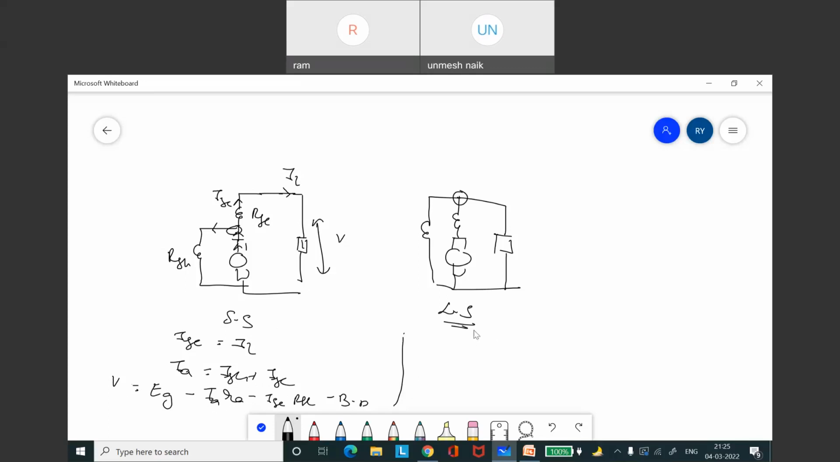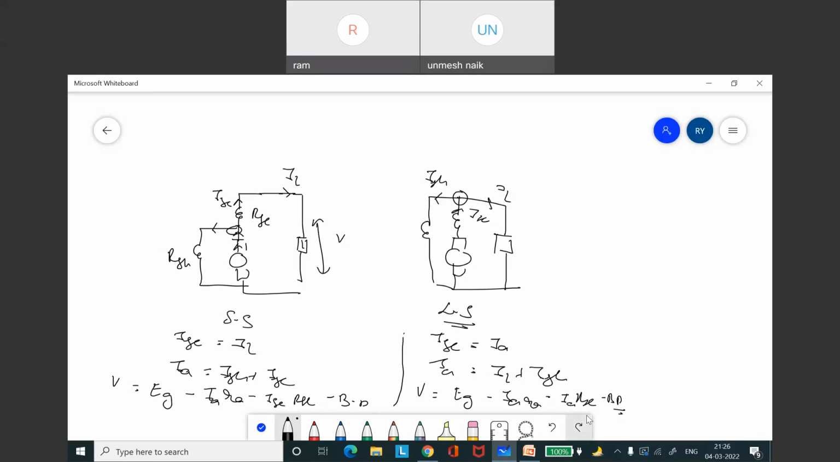In case of a long shunt, the series current is nothing but the armature current. ISC equal to IA. The IA is the summation of load current plus shunt current. Terminal voltage is given by V is equal to EG minus IA RA minus IA RSC minus brush drop.